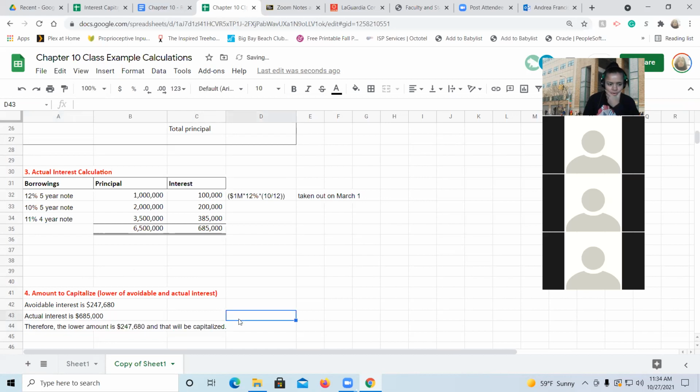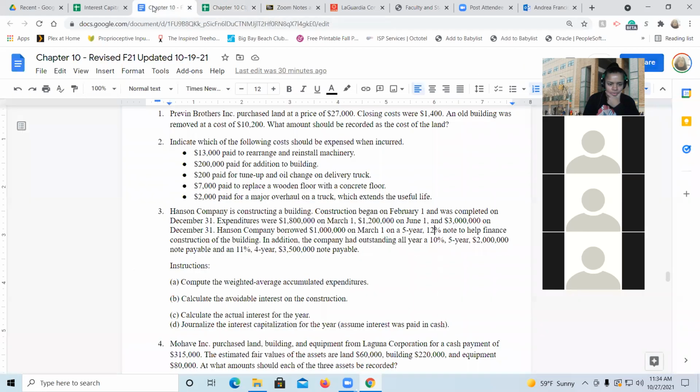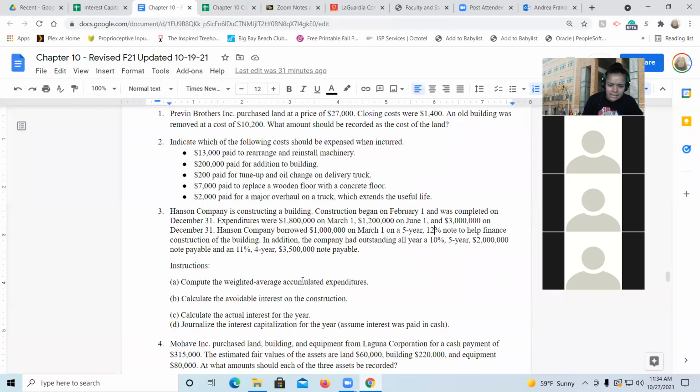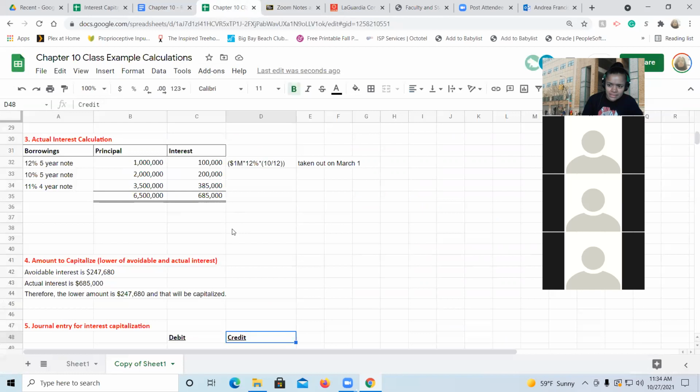So that's the answer in terms of what to capitalize, but we haven't actually answered the question completely because we still have to do the journal entry for the capitalization. So this is the last step. After this, we'll take a break. So think about what this journal entry represents. You are adding onto the cost of the building the avoidable interest, which is what you are capitalizing. You have to record the fact that there is interest expense that you will actually expense and not capitalize. And you also are told in the question that interest was paid in cash. So there has to be a credit to cash.